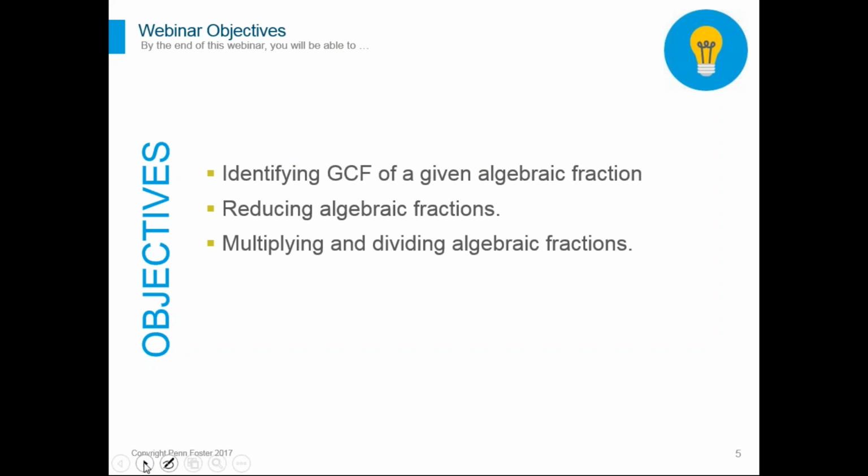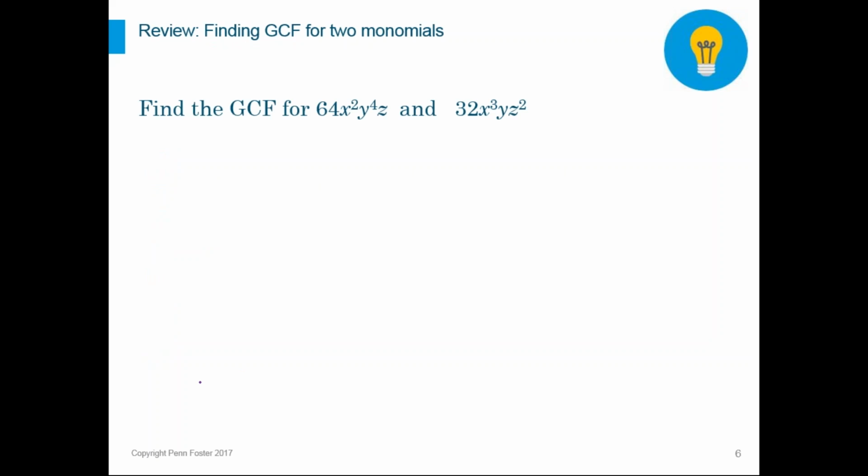So let's start with a review from, I would imagine it was last webinar, that we went over how to find the greatest common factors for terms, for two monomials. And we went over the tree method. If you remember the tree method, we were thinking about finding the greatest common number between 64 and 32. And also for variables, we said that the variable with the least exponent would be part of our greatest common factor. So let's review that concept because we're going to use that in finding a greatest common factor for an algebraic fraction.